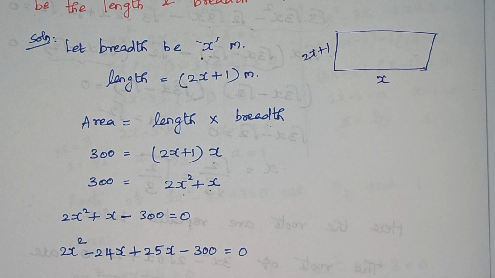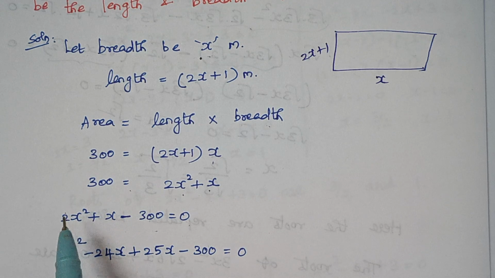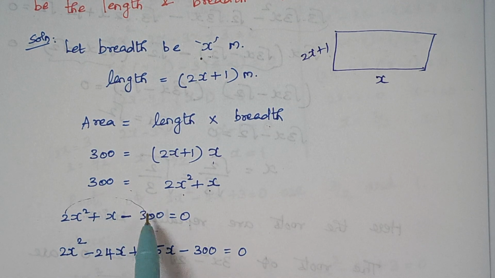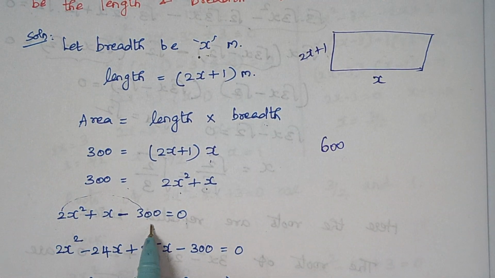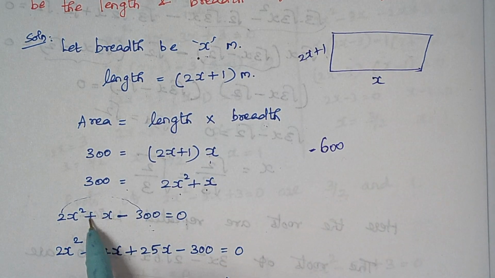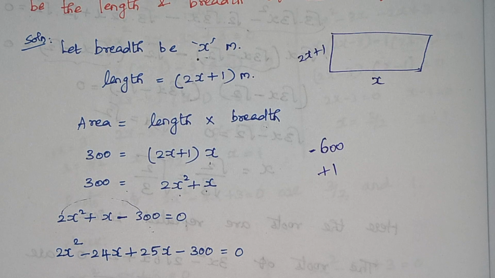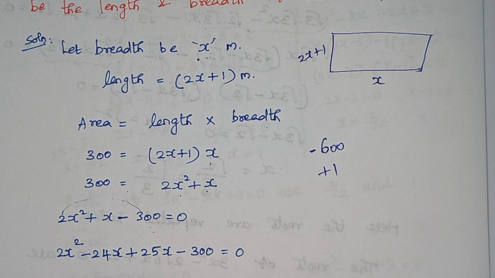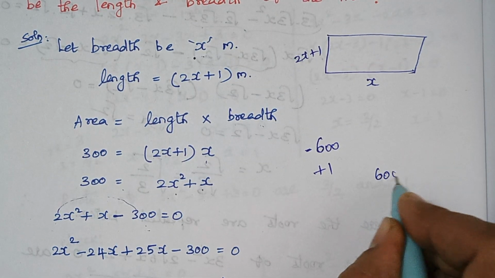So again we have to find the factors. When you look at this equation, you have to find two numbers in such a way that when you multiply you should get minus 600, because 2 into 300 is 600, and when you add those two numbers you should get plus 1. So first let us calculate the factors. So in this case you see 600.